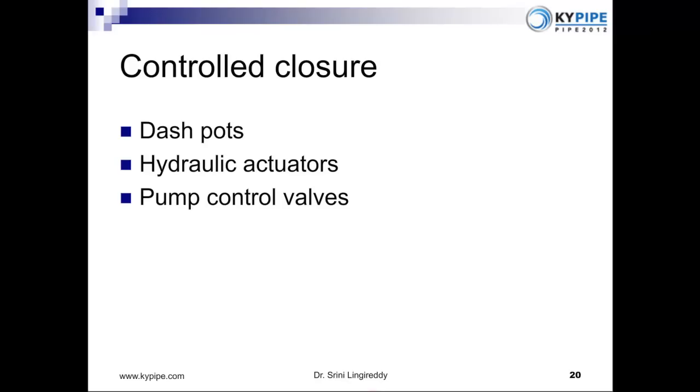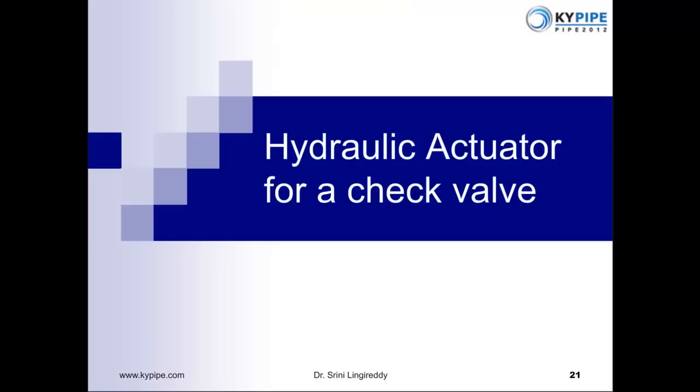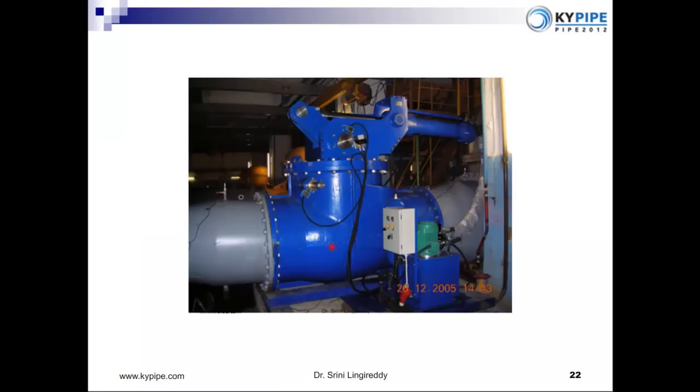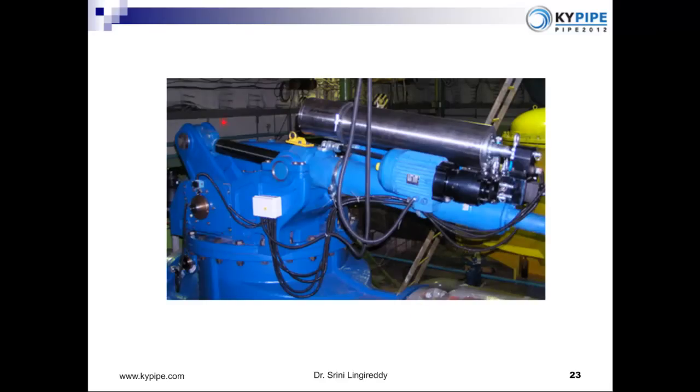One can add hydraulic actuators or use pump control valves, to achieve the same controlled closure or controlled reduction of the reverse flow. Hydraulic actuators is an example. This is a regular swing type check valve, and a hydraulic actuator is attached to the swing disc right on top of this. And the hydraulic actuator will control the closure of the swing. The disc is not going to open and close dynamically. Instead, the hydraulic actuator will moderate its closure, thereby preventing the rapid change in the flow rate.